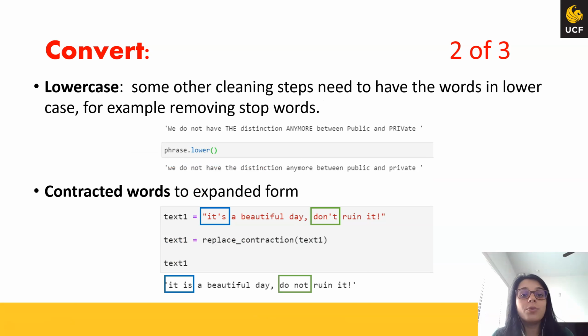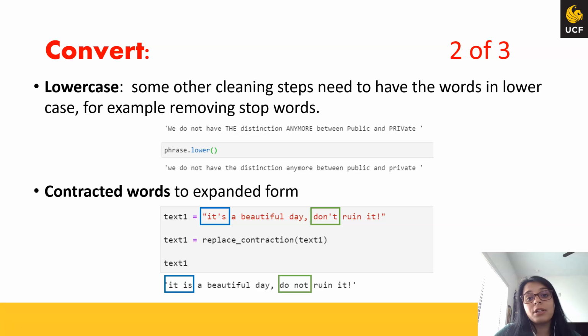We should convert all the words to lowercase. It is because if we don't convert them all to lowercase, we'll have the same word written in two or more different ways, and we'll generate different vectors for words that are actually the same, but were written in a different format. So that's why it's important to put everything in lowercase, and especially because some other cleaning steps need to have those words in lowercase. For example, when we are removing stop words, they only recognize the words that are exactly the same, and the set of stop words is all in lowercase.